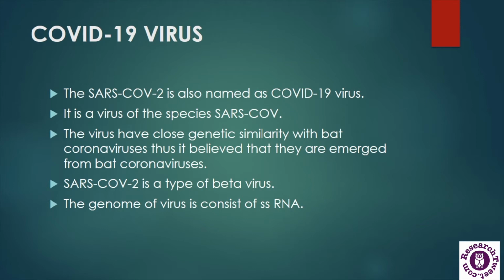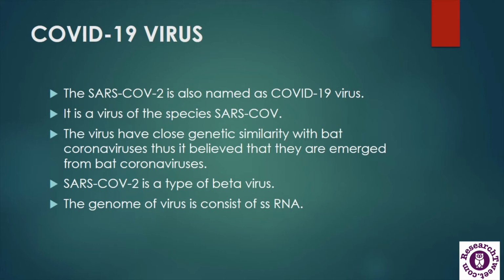This virus has some close genetic similarity with some bat coronaviruses, and that's why it was believed that these viruses emerged from several bat coronaviruses. But it is still unknown where they evolved from. Basically, SARS coronavirus 2 is a type of betacoronavirus, and there are some differences between the structures of SARS coronavirus and SARS coronavirus 2.